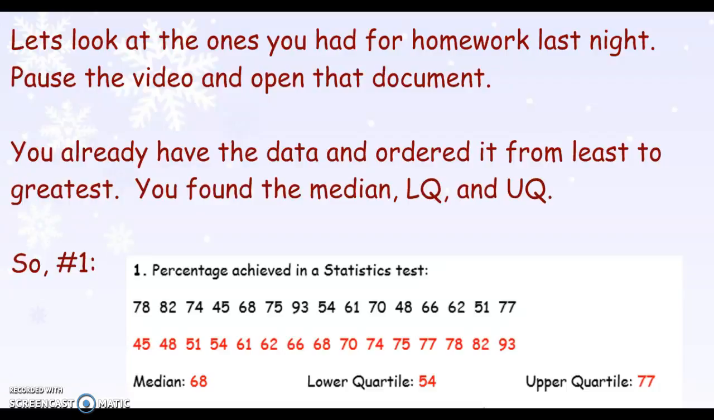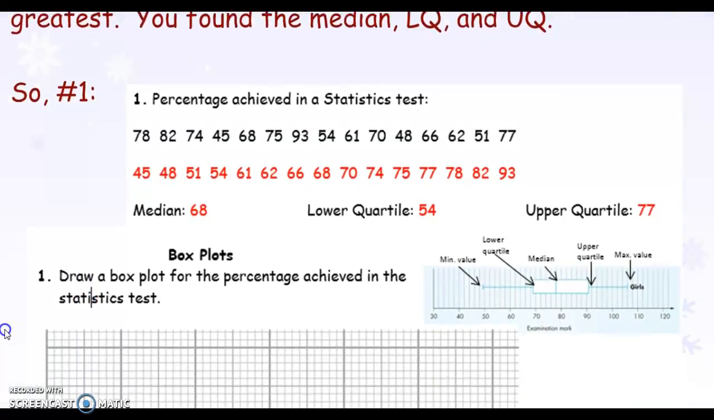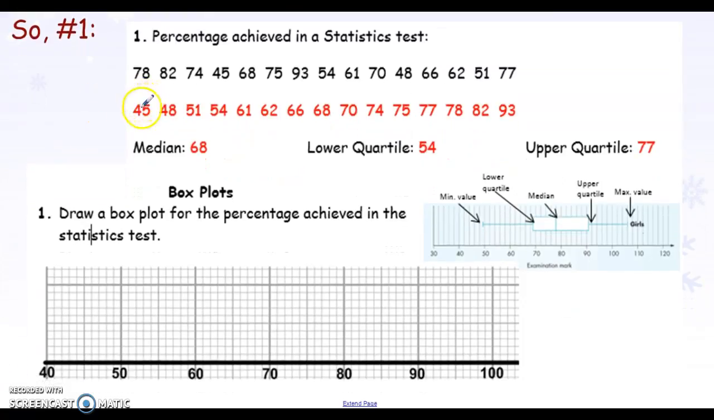We found the median, the lower quartile, and the upper quartile. So here is example 1 from the worksheet. Percentage achieved on a statistics test. We already have it numbered from smallest to largest. The median was 68, the lower quartile was 54, and the upper quartile was 77. So we're going to construct the box and whisker plot. If you flip your worksheet over, you've got box and whisker plots for all 5 questions that you had for homework last night. We're going to do number 1 together, and then I'm going to have you check 2, 3, 4, and 5 after you have time to do them.